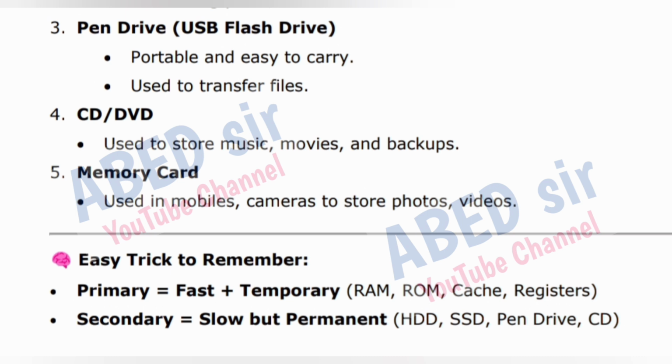3. Pen drive, USB flash drive. Portable and easy to carry. Used to transfer files. 4. CD/DVD. Used to store music, movies, and backups. 5. Memory card. Used in mobiles and cameras to store photos and videos. Easy trick to remember. Primary is fast plus temporary: RAM, ROM, cache, registers. Secondary is slow but permanent: HDD, SSD, pen drive, CD.